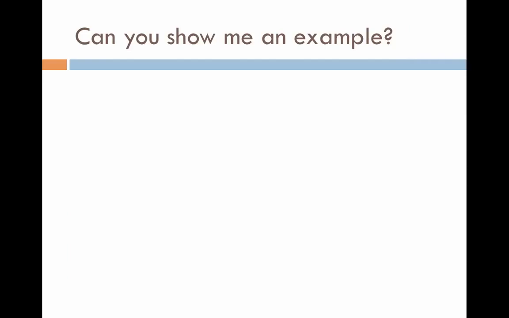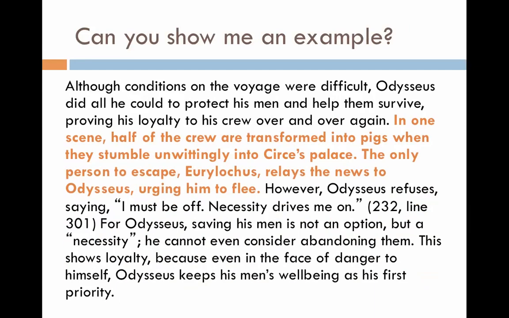Can you show an example? Of course I can. I'm your teacher. That's all I do. Here's an example that we looked at in class. You'll notice that the context is highlighted in orange. And so again, it's giving a very brief summary of what the scene is and who the characters are. It says, in one scene, half of the crew are transformed into pigs when they stumble unwittingly into Circe's palace. That's setting up the situation. Then it says, the only person to escape, Eurylochus, relays the news to Odysseus, urging him to flee. That's introducing this character because Eurylochus is such a contrast to Odysseus' loyalty in this scene. And then it goes into the evidence.